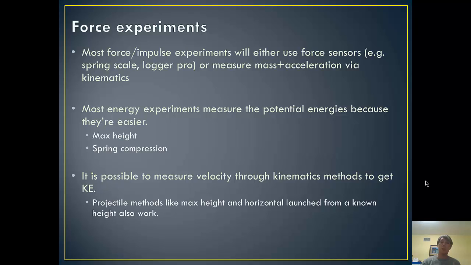When it comes to force experiments, most force experiments will use force sensors or measure mass and acceleration via kinematics. Most energy experiments are actually going to measure potential energies because they're a lot easier to measure. It's easy to measure the max height of an object or the initial height that I drop something at. Similarly, it's pretty easy to measure how much I press my spring before I let it go. It is also possible to measure velocity through kinematics methods to get kinetic energy.